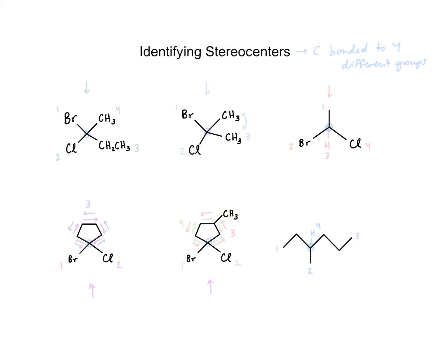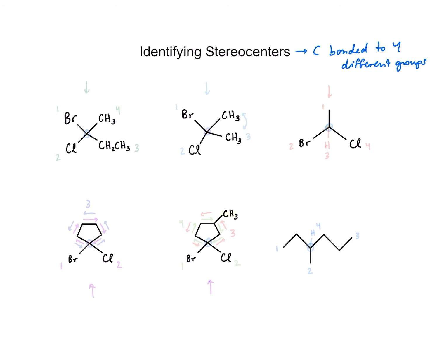Practice identifying stereocenters in organic molecules. So first off, what is a stereocenter? A stereocenter is a carbon bonded to 4 unique groups. So we'll say 4 different groups.